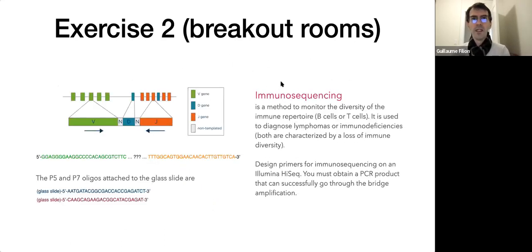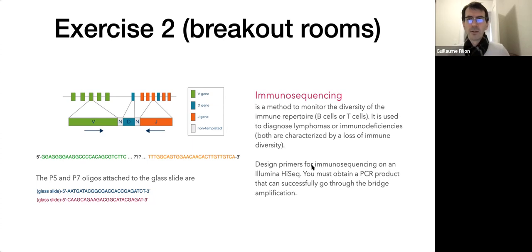Exercise 2, immunosequencing. Immunosequencing is a method to monitor the diversity of the immune repertoire, B cells and T cells. It is used to diagnose lymphomas or immunodeficiencies. Both are characterized by a loss of immune diversity. So you've got one antibody that goes sky high.